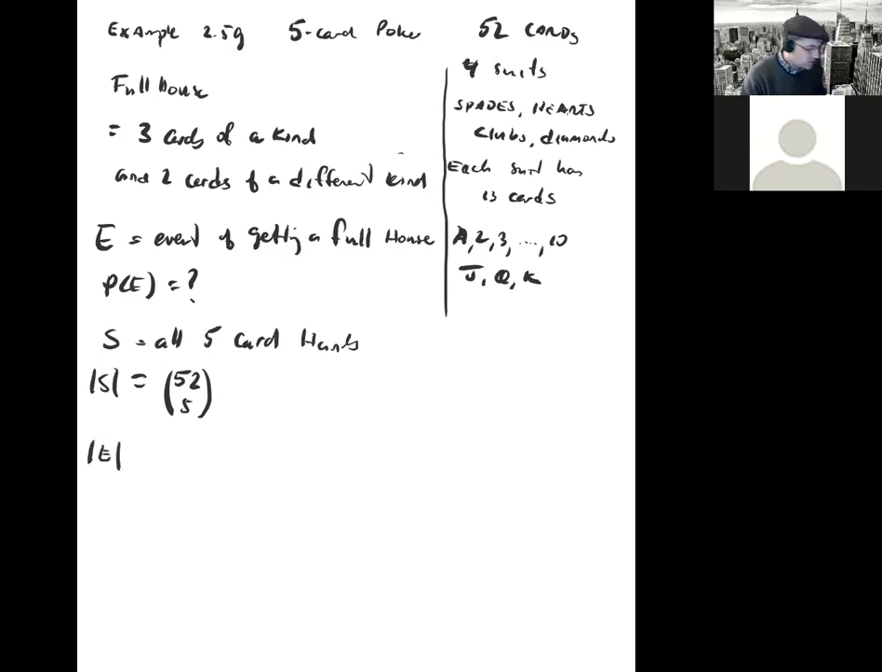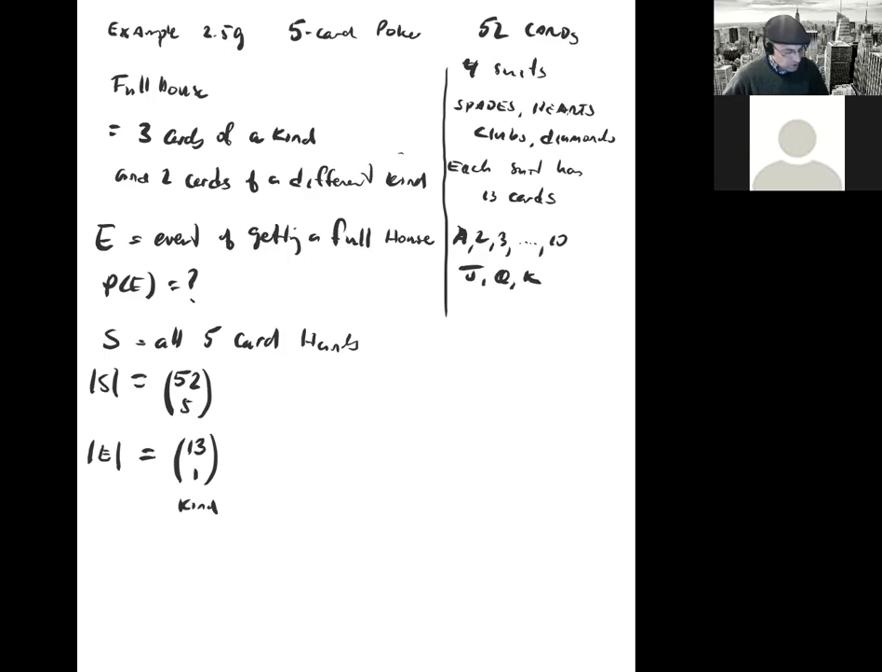And so how do we build a full house? We have to figure out how to build a full house. Well, in order to build a full house, we have to choose a kind, that is a denomination. So how many ways of doing that are there? Well, there are 13 denominations of card, 13 kinds of card, ace, 2, 3, 4, 5, all the way up to jack, queen, king. So there are 13 choose 1 ways of choosing a kind.